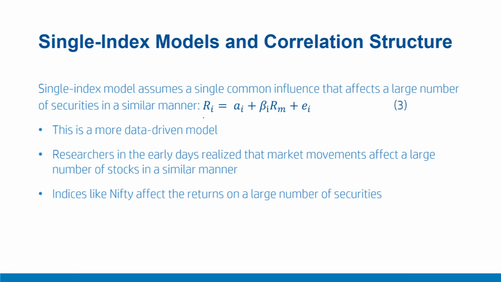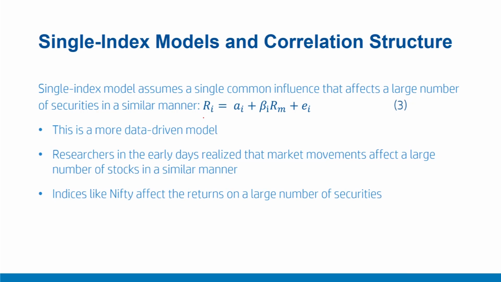This search for correlation structure across securities has led to an important set of models called single index models. These models assume a single common influence that impacts or affects a large number of securities simultaneously in a similar manner. The single common factor is responsible for the co-movement of a large number of securities, thus simplifying the correlation structure to a large extent.